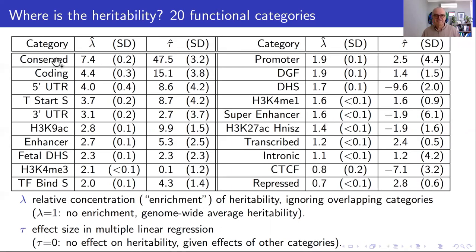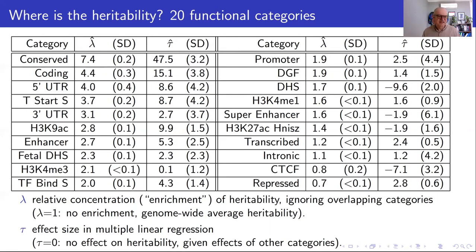So conserved is not quite a functional category. It's conservation across mammalian species, but it shows that, by both measures of the parameters, it has the biggest impact. But in a sense, that's not that interesting. It's not surprising that conserved regions have a high concentration of heritability. We have to drill down into other functional annotations to understand why. And of course, a lot of these conserved regions turned out to be coding, so there's some overlap there, but there's other things here. But after conserved, coding has the highest concentration of heritability by both measures, and then 5' UTR, transcript, and 3' UTR. So none of those is too surprising.